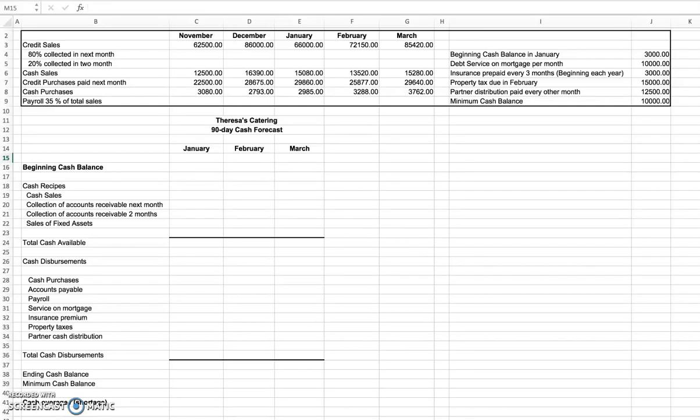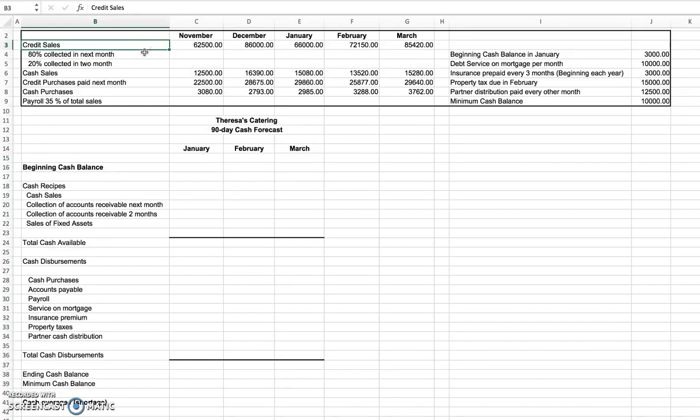Hello, welcome. So the purpose of this video is to create a 90-day cash flow forecast. As you can see, we have our 90-day cash flow forecast below. It's not quite filled out at all. In order to do that, we need to take a look at some information that we have above. We also need to calculate a few pieces of information before we can begin. But let's take a look at what we have so far.